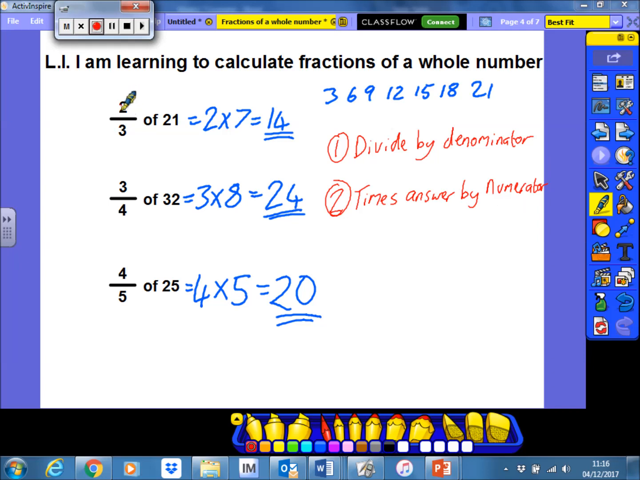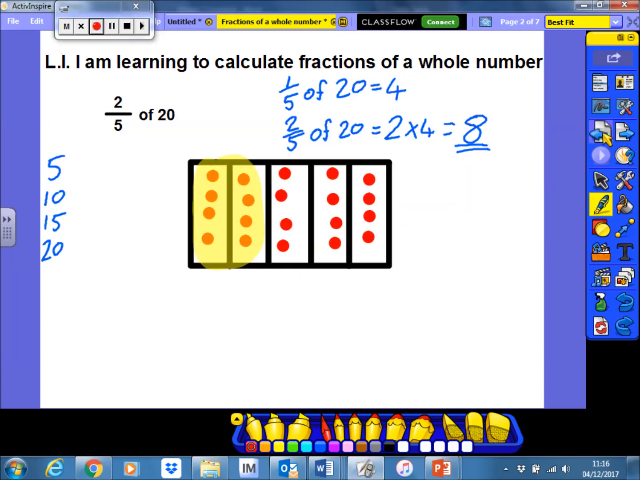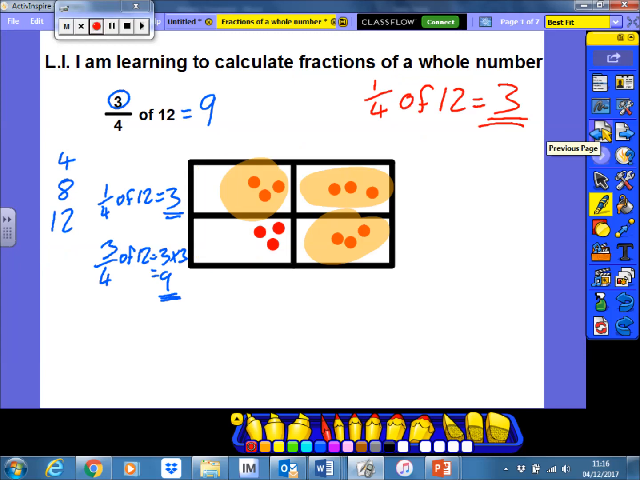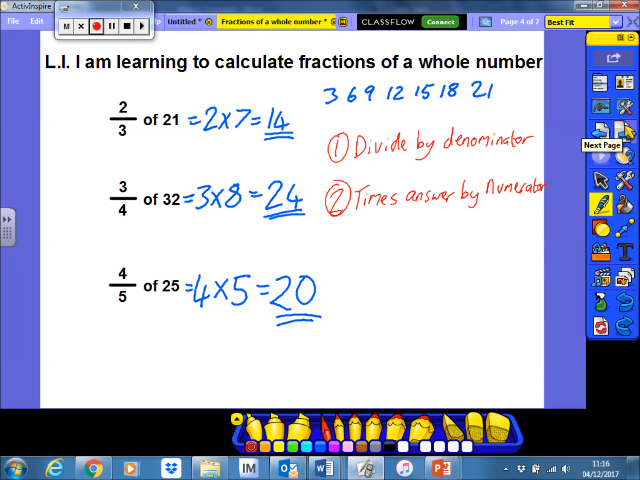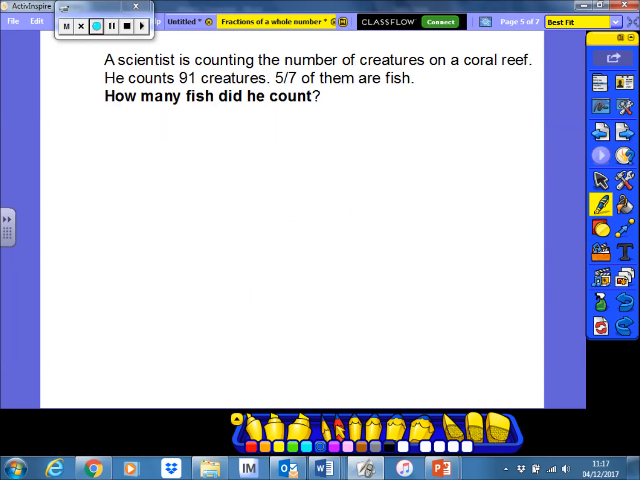Now that strategy is all well and good, but it is really important that we understand why we're doing it, which is why I've shown it broken down in these ways here, where we split our number up into equal groups and then multiply our answer by the numerator afterwards. So that's what we've seen so far. Now let's look at a couple of word problems so that we can actually try applying this in context.